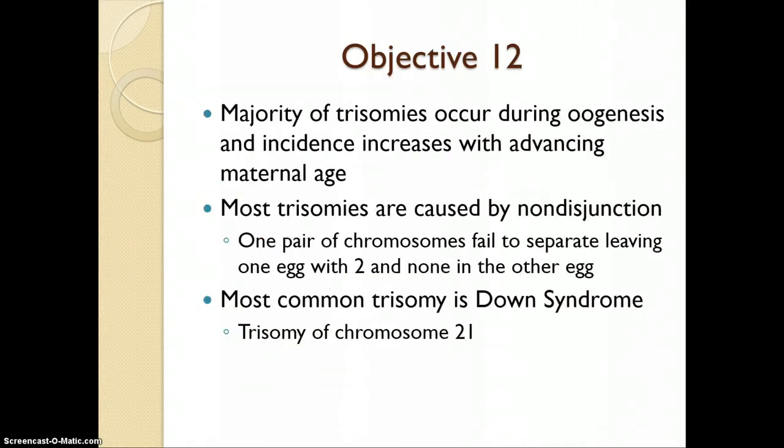The majority of trisomies occur during oogenesis, and this incidence increases with advancing maternal age. Most trisomies are actually caused by non-disjunction, where one pair of chromosomes fails to separate, leaving one egg with two chromosomes and none of that chromosome in the other egg. The most common trisomy that we see is Down syndrome, which is the trisomy of chromosome 21.